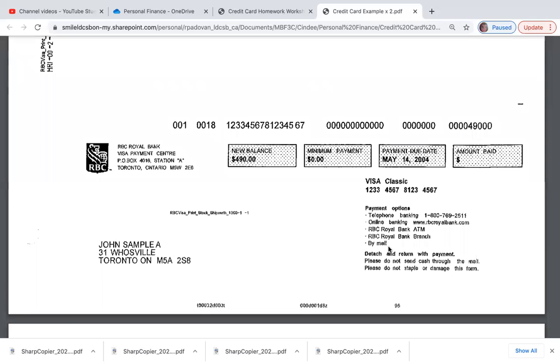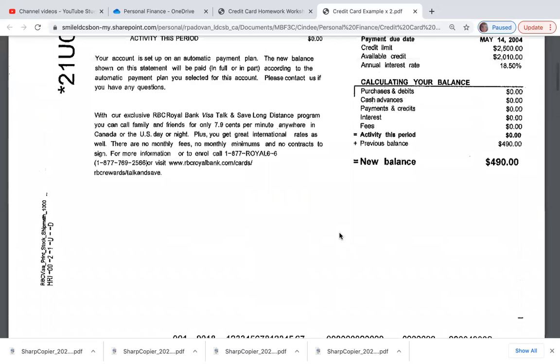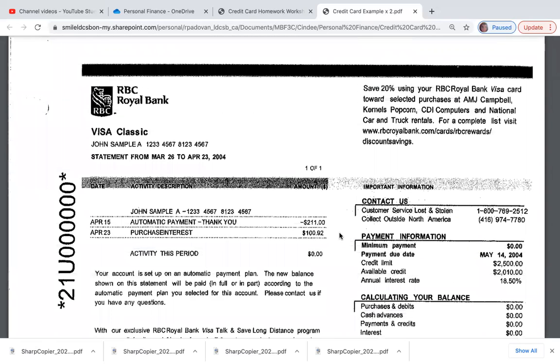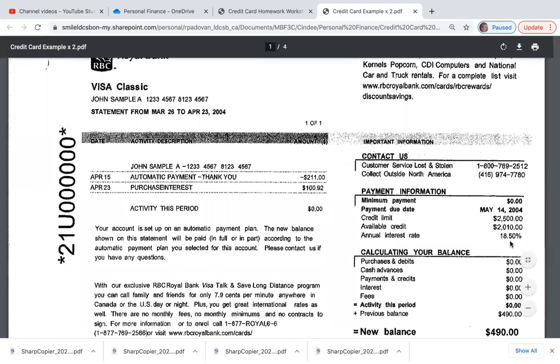So if we go back to that sheet from yesterday, the worksheet, the 12 questions there on the back. Number 1, what is the date of the statement? So usually they do have an actual date of the statement, just one particular date of when it was printed. But we can say that the statement date was from March 26th to April 23rd. What is the annual interest rate? Your annual interest rate is 18.5%.